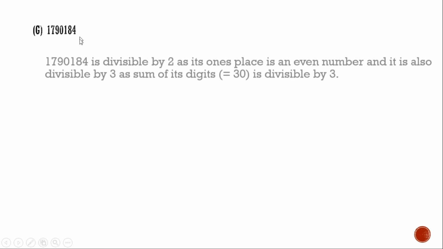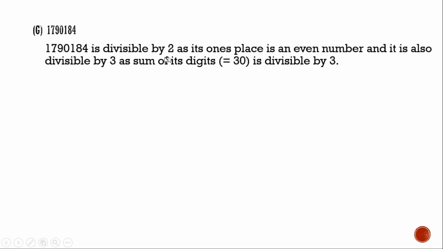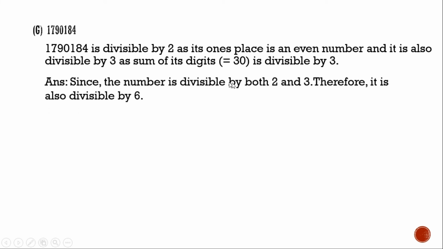Okay, G sum. For 2, what is it? The last digit should be an even number. Is 4 an even number? Yes. So, the given number is divisible by 2 as its ones place is an even number, and when you add it will give you 30. That's the sum of its digits equal to 30. So, 30 is divisible by 3, right? 10 times it will go. So, since the number is divisible by both 2 and 3, it is also divisible by 6.